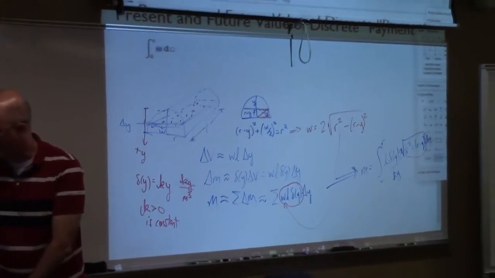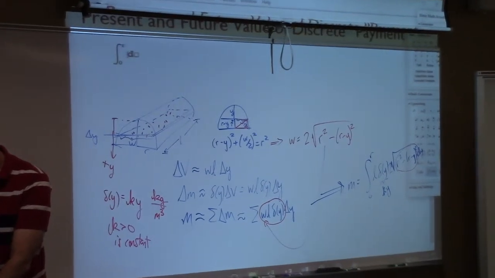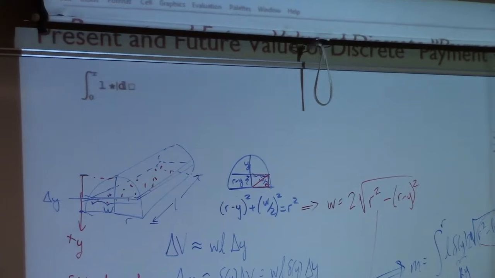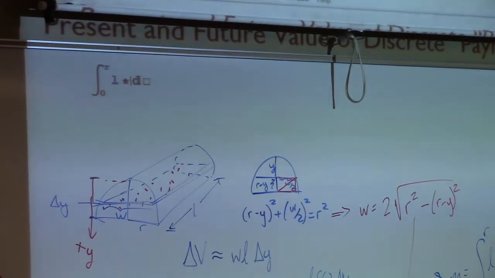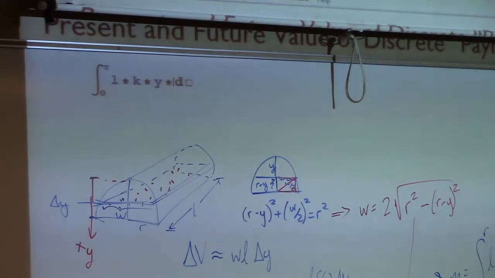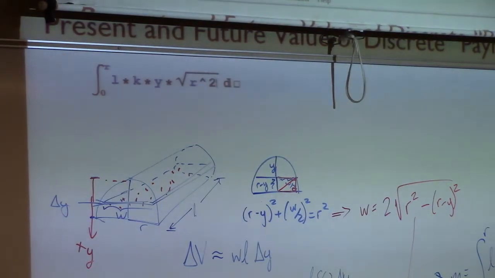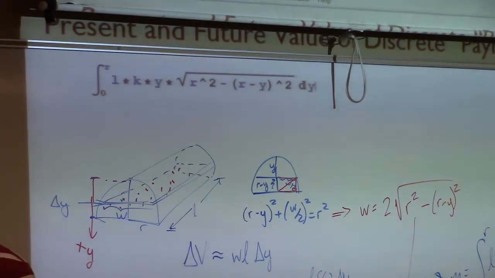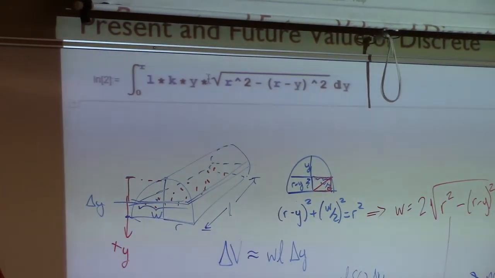Integrate from 0 to r, L times, that's an L, not a 1, times k times y times square root of r squared minus r minus y squared dy. Let's see if we get an answer. Did I forget the 2? I did forget the 2.